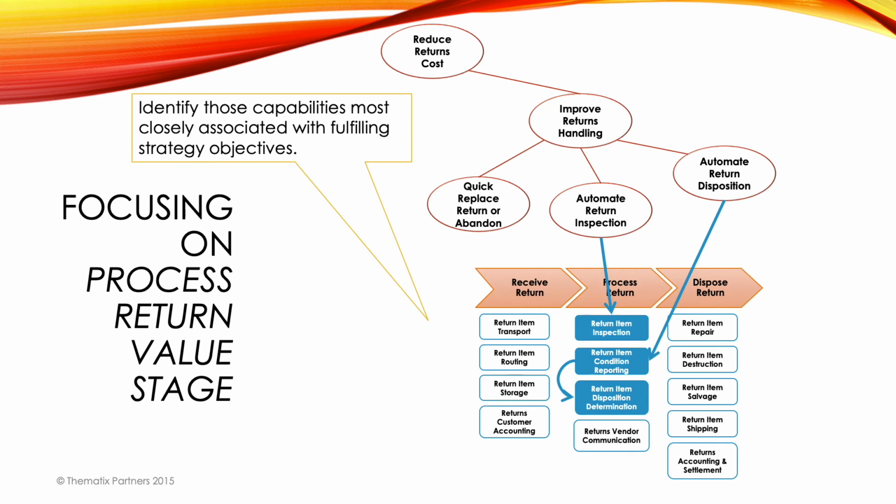We'll focus in on only a couple of strategic objectives and the portions of the value stream that are associated with them. Specifically, we'll look at automating the inspection and disposition for returns, since these are both delivered in one part of the value stream. If we look in detail, we'll see that there are only a handful of capabilities involved. We would then look to see what these capabilities cost to deliver today and how they might be automated to bring down costs.